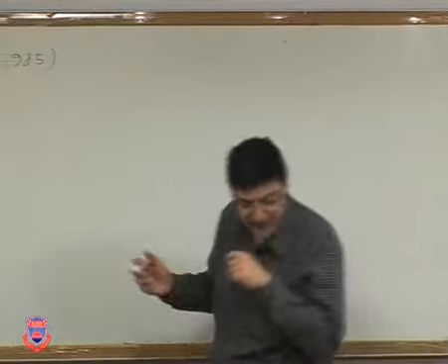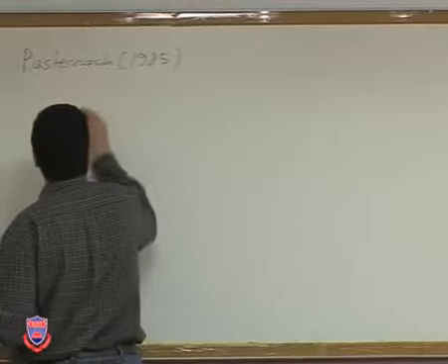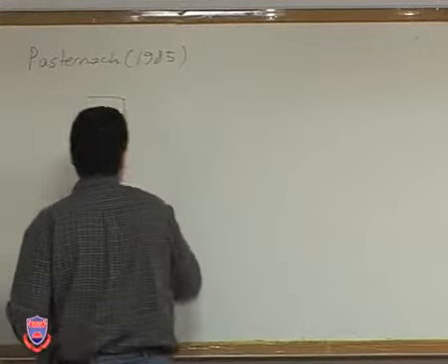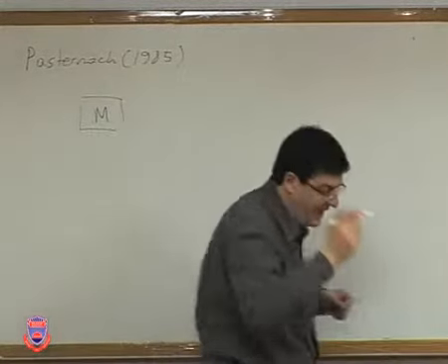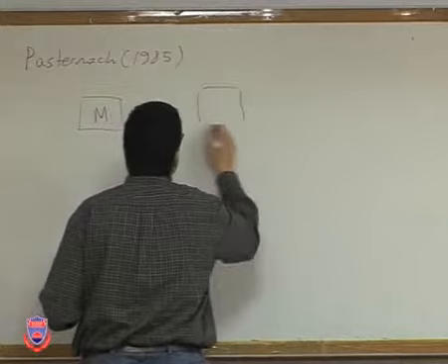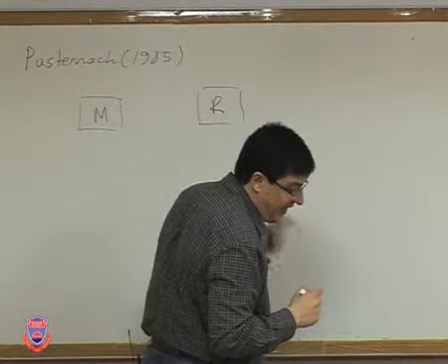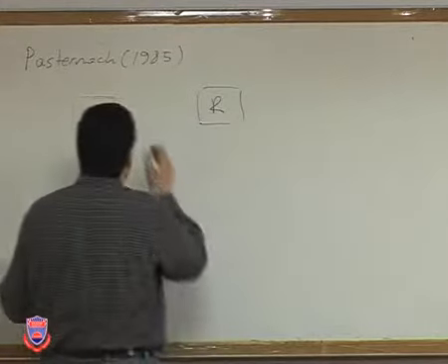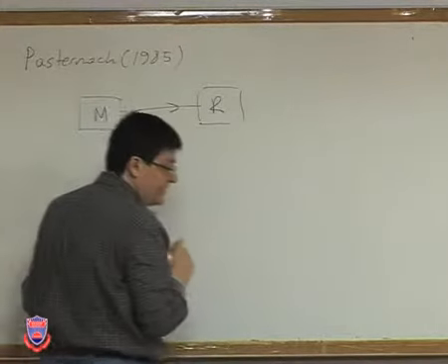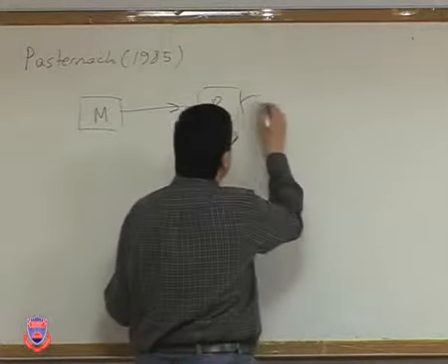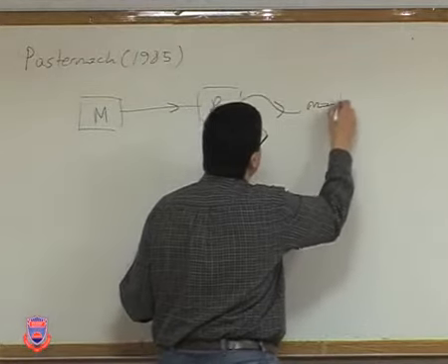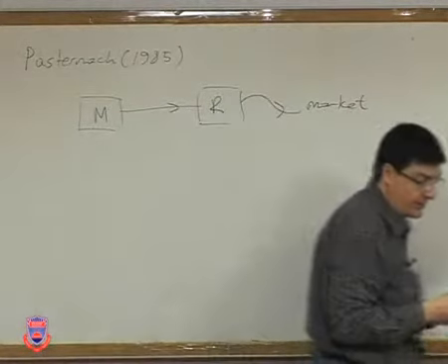Now, there are two entities in this paper. One of them is the manufacturer, and the other one is the retailer. The manufacturer or the supplier actually supplies the retailer. The retailer satisfies the demand coming from the market.